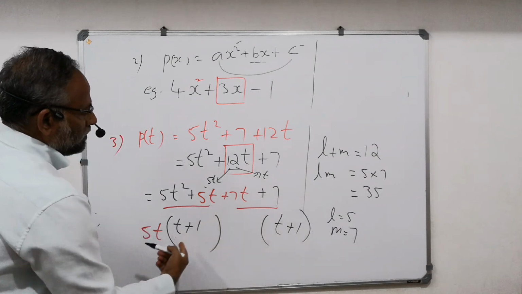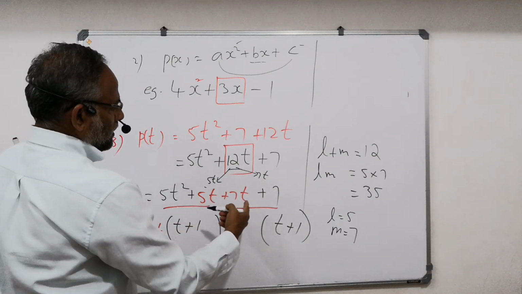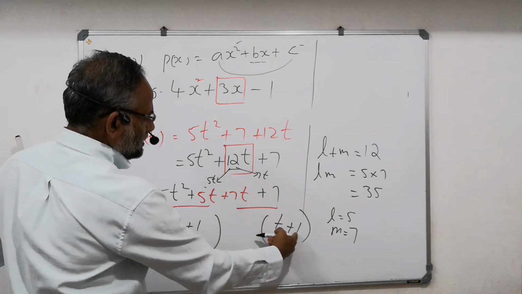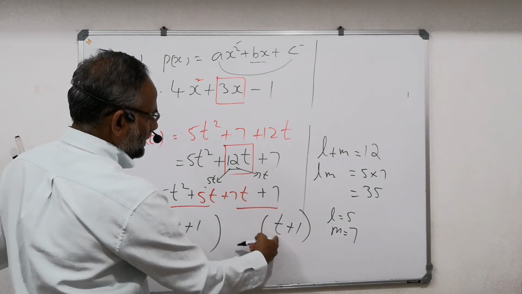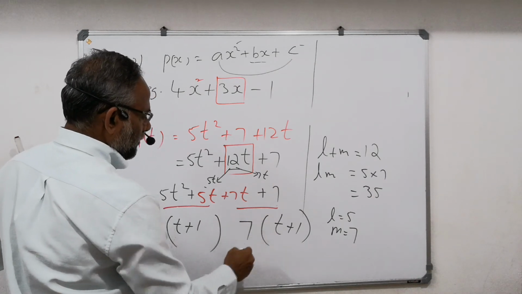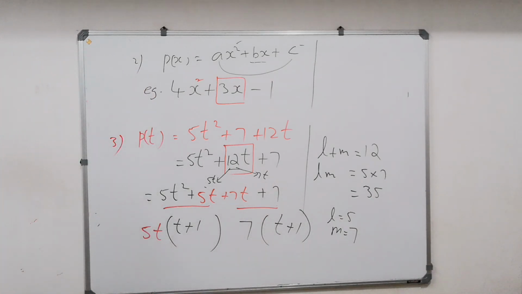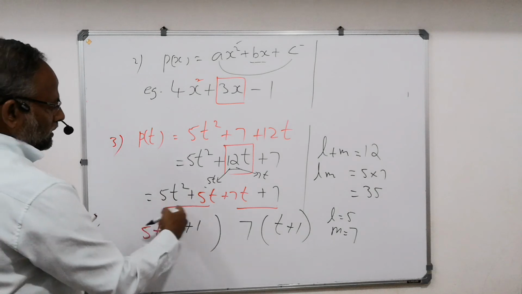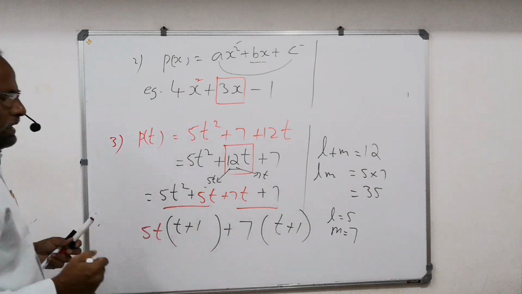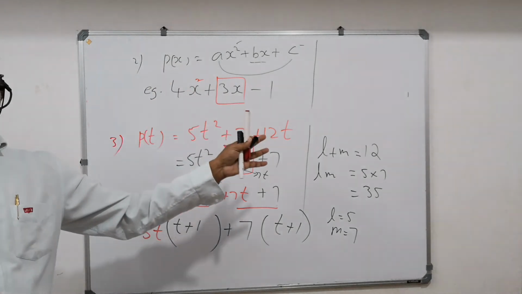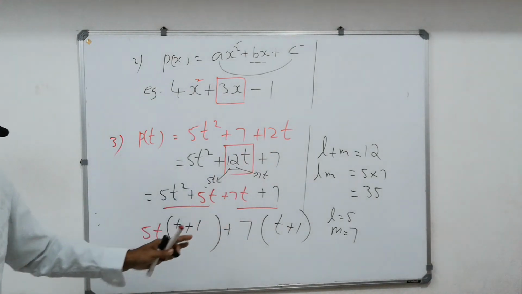Now look, open your eyes and see. What is that? 7t plus 7. So 7t divided by t, that means 7. 7 into t plus 1. Correct? 7t plus 7, so the sign is plus, there is no confusion. Before that it was minus something, and there was a confusion for you. There is no confusion now.